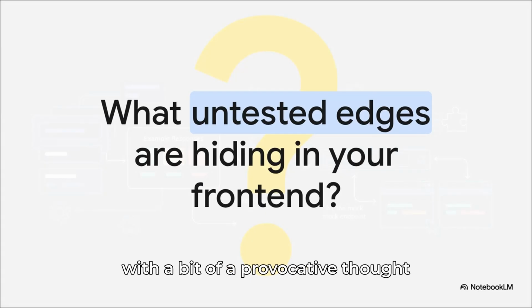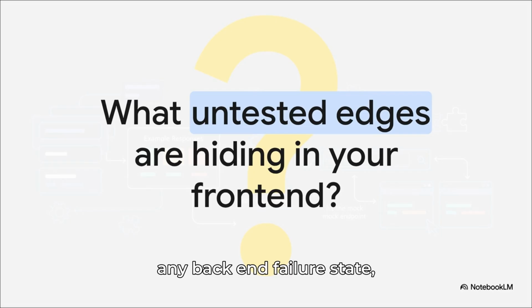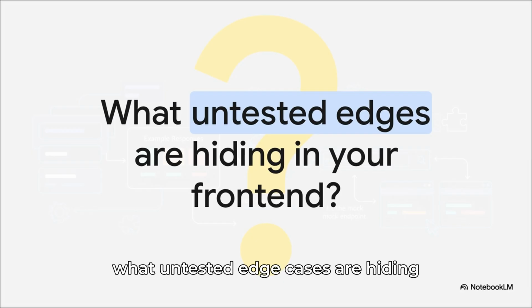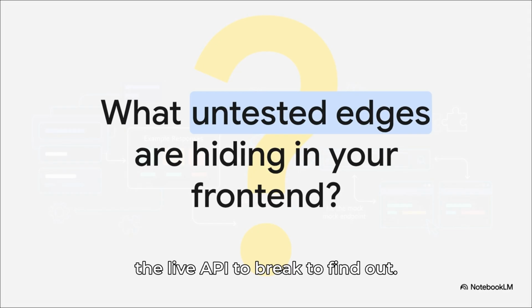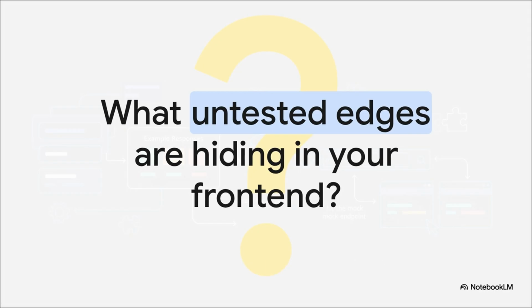So I want to leave you all with a bit of a provocative thought here. If you can simulate literally any back-end failure state, any weird timeout, or any bizarre data payload in just 5 minutes using a free Postman mock server, what untested edge cases are hiding in your front end right now? Seriously, don't wait for the live API to break to find out. Go spin up a mock server today, start throwing some simulated errors at your application, and build a more resilient system.